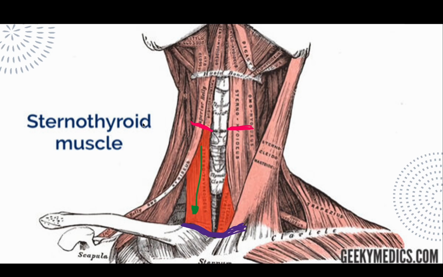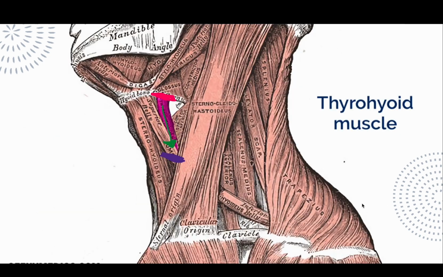I think this muscle is interesting because it originates at the sternum, but it actually inserts into the thyroid cartilage, which makes the sternothyroid muscle name make sense, and that line of pull is also the green arrow. For our last muscle, it is the thyrohyoid muscle, and that actually originates at the thyroid cartilage and then inserts at the hyoid bone. And then that line of pull is also the green arrow.